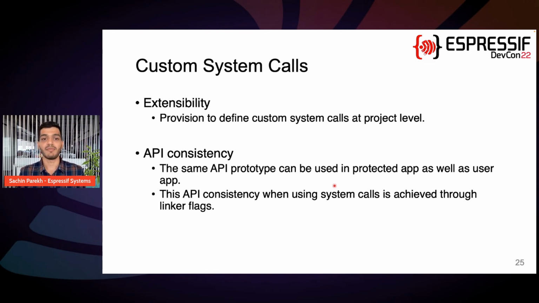Now if the protected application uses vTaskDelay, then the build system would pick the vTaskDelay implementation from FreeRTOS. But if the user application calls vTaskDelay, then the build system would pick the system call implementation which we have provided in the framework, and it would be routed through the system call interface. So this API consistency is achieved through the linker flags.